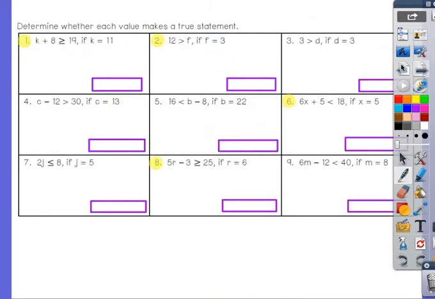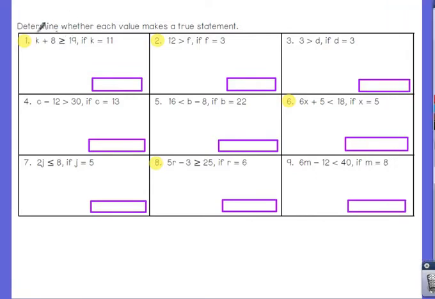All right, so let's move to the bottom and practice some. They give us an inequality, and then they say, what if k equaled 11? Let's see if the inequality is true. Anywhere I see a k, I'm going to plug in 11. So I'm going to rewrite this: 11 plus 8 greater than or equal to 19. I have to solve this. What is 11 plus 8? 19. I'm going to rewrite this.